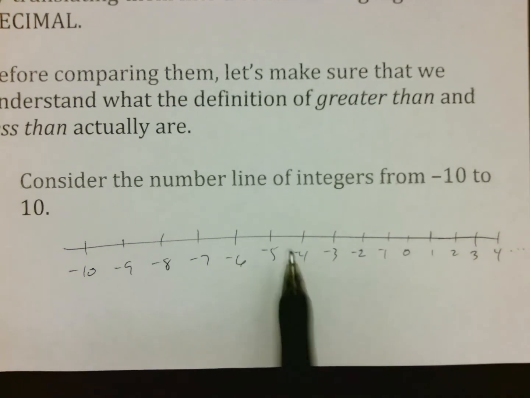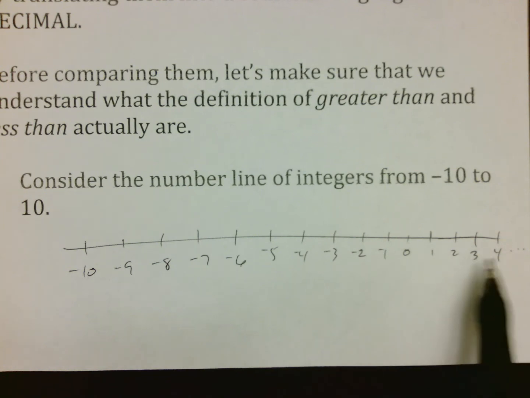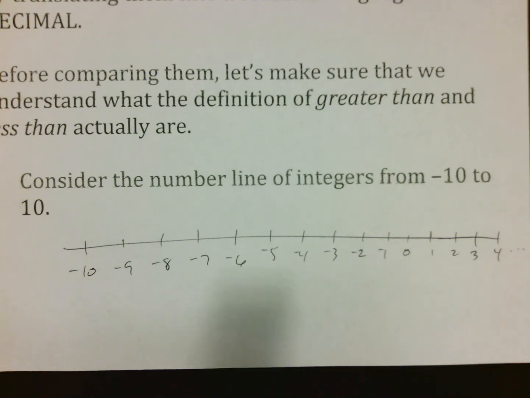What you should know is that whatever number is further to the right is greater. For example, we know that 4 is bigger than 3, we know 3 is bigger than 2, we know 2 is bigger than negative 1. But based off of this chart, negative 1 is bigger than negative 2 because it's closer to 0. Negative 2 is bigger than negative 5 because it's closer to 0 on the negative side.